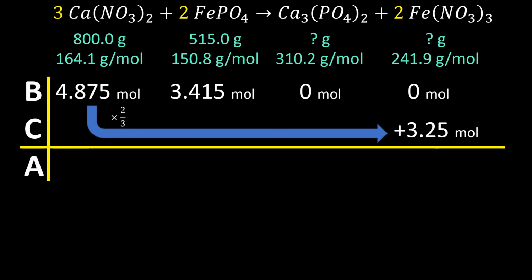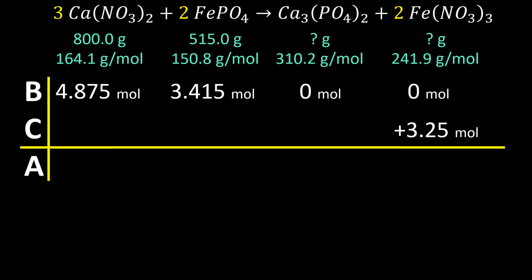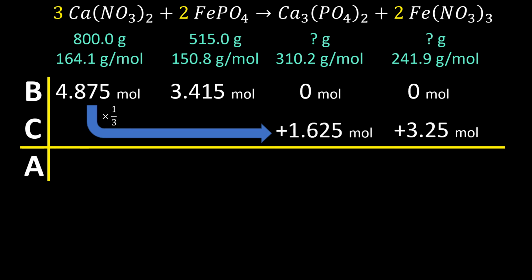So I need to multiply by the 2 over 3 to figure out that there's 3.25 moles of the iron 3 nitrate product produced. I'm going to do the same thing with the calcium phosphate. The coefficient in front of calcium phosphate is a 1. So it's in a 1 to 3 ratio. So I'm going to multiply by 1 over 3. And I'm going to get that 1.625 moles of calcium phosphate is produced in this reaction.